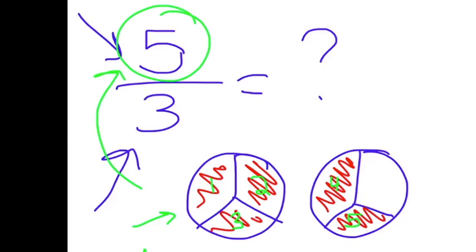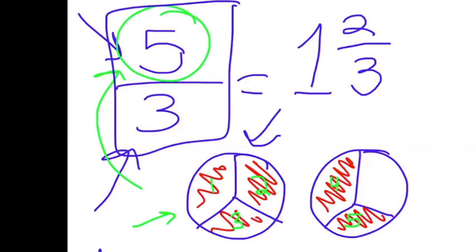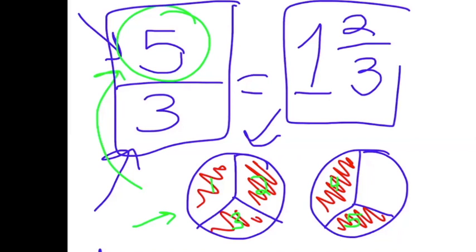Thank you. So, Joelle, how many wholes was I able to fill up? 1 whole. 1 whole, right? Here is my 1 whole. Do you all see how he got that? Okay. Now, how much do I have left over, Joelle? 2/3. 2/3. So, can we say 5/3 is equal to 1 2/3? Yeah. Yeah, we can. Awesome job.